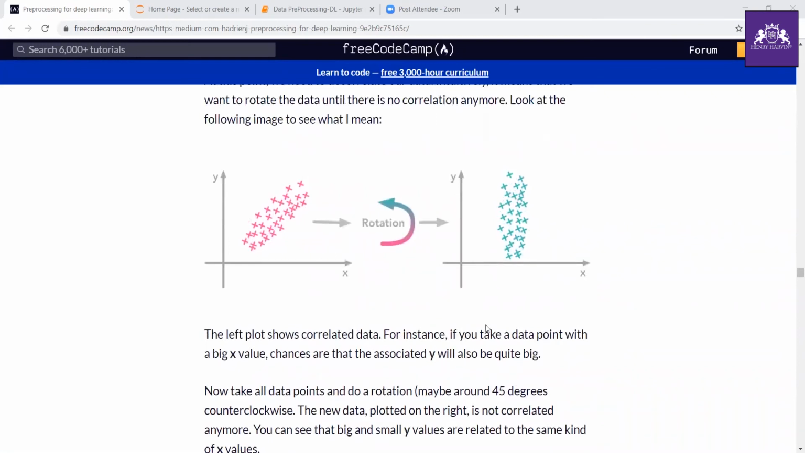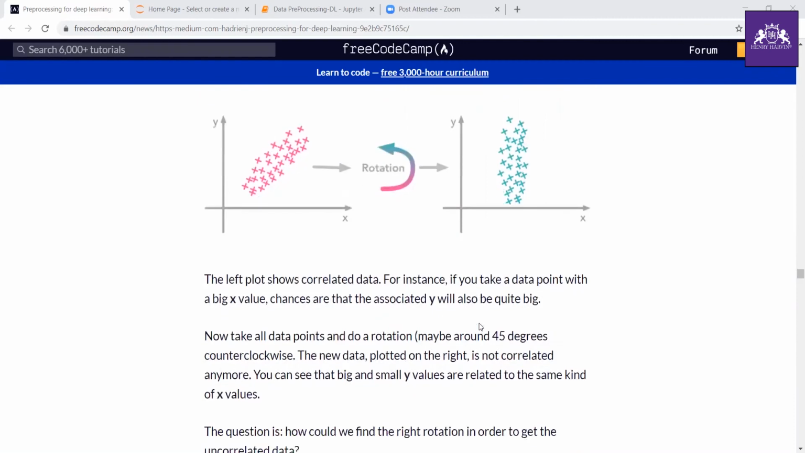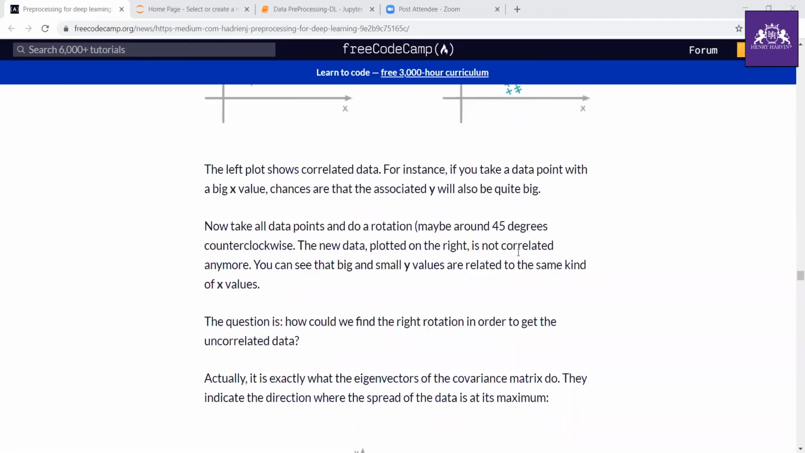If you take a data point with a big X value, then chances are that the associated Y will also be quite big, right? That is very clear. Now take all the data points and rotate them by 45 degrees counterclockwise. The new data plotted on the right is not correlated anymore. You can see that big and small Y values are related to the same kind of X values. So the question is how we find the right rotation in order to get the uncorrelated data.